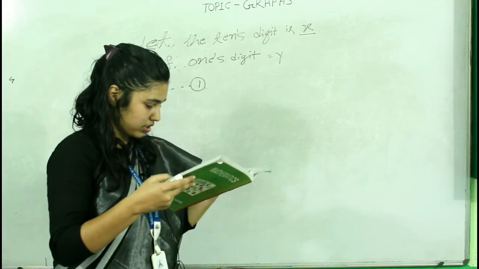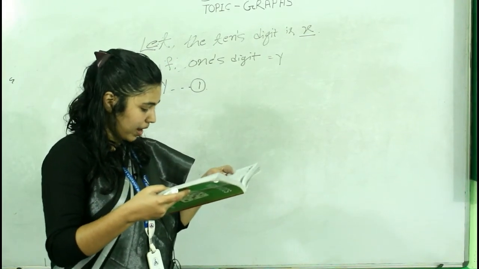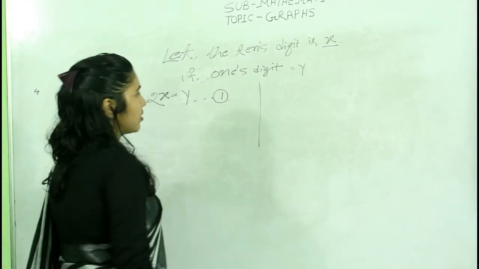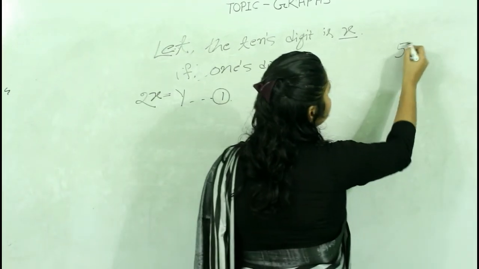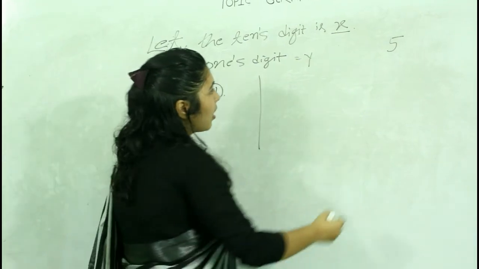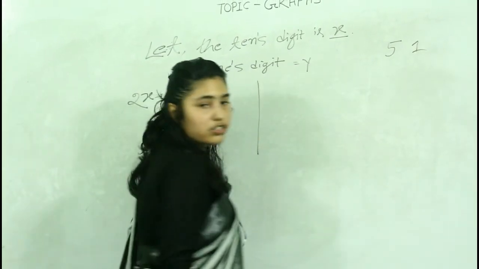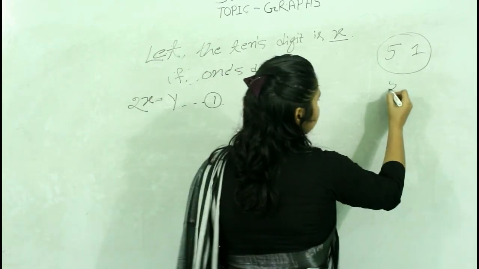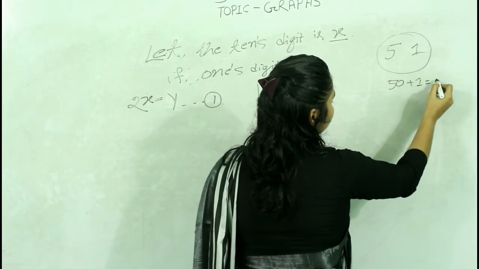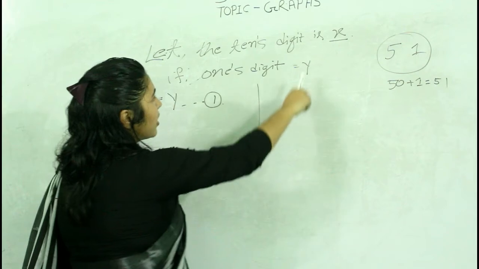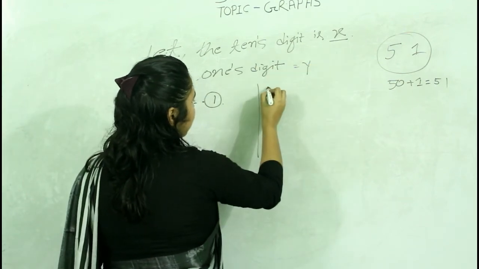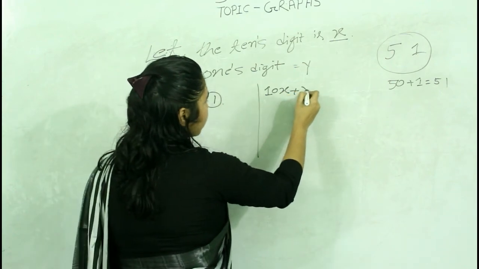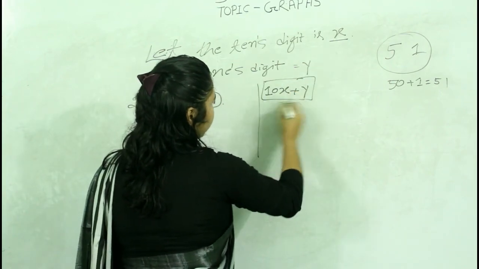Next part of this question, the number obtained by reversing the digits. So, first we have to construct the number. Suppose 5 is the tens digit of a number and 1 is the ones digit of a number. Then the number we get is 51. That means 50 plus 1, this is equal to 51. So, here the tens digit is x. That means the number is 10 into x plus y. This is our actual number.